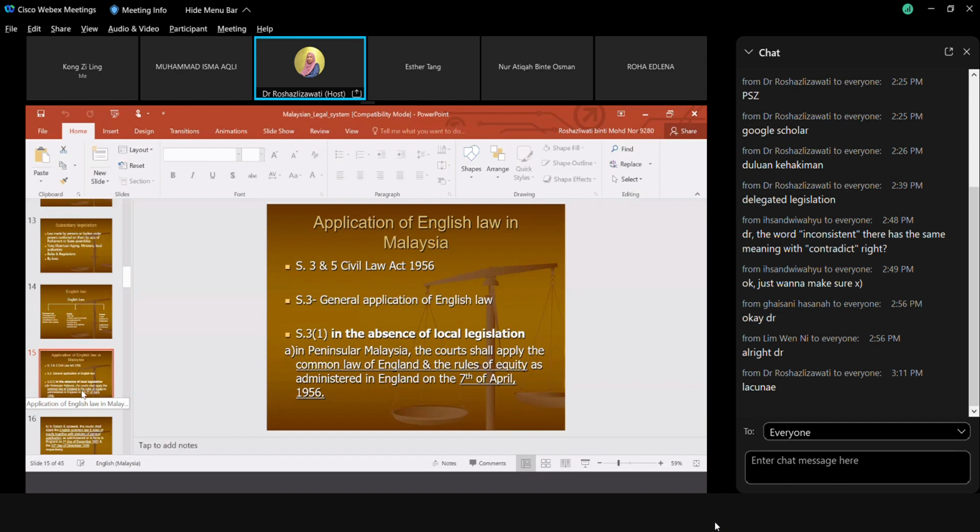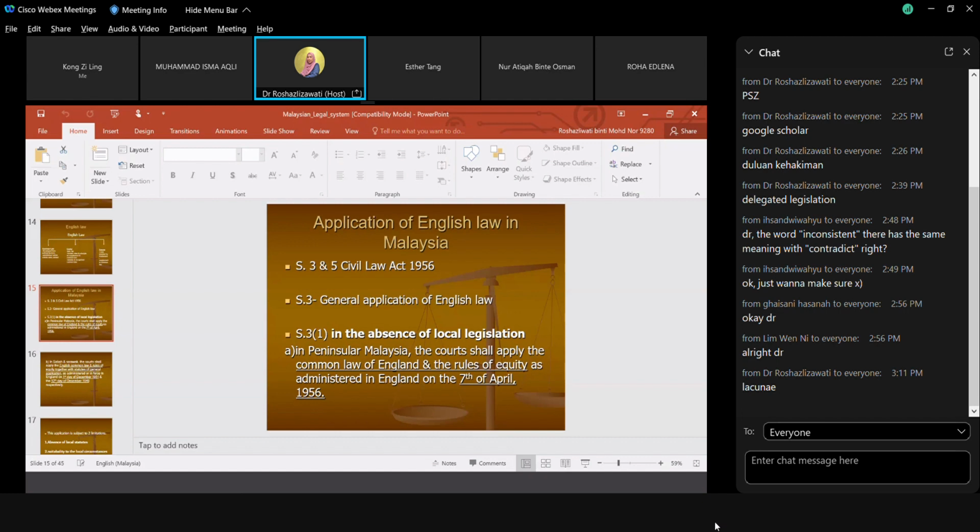Okay, so application of English law in Malaysia. Kita nak lihat macam mana, kenapa undang-undang Inggeris ni dibawa masuk ke Malaysia. Mestilah ada akta khusus yang membenarkan the application of English law in Malaysia. So we base on Section 3 and Section 5 of Civil Law Act 1956. So please highlight this Section 3 and Section 5 of Civil Law Act 1956. Kita menerima Undang-Undang Inggeris di Tanah Melayu because of these two sections, these two provisions. Section 3 and Section 5 of Civil Law Act 1956.